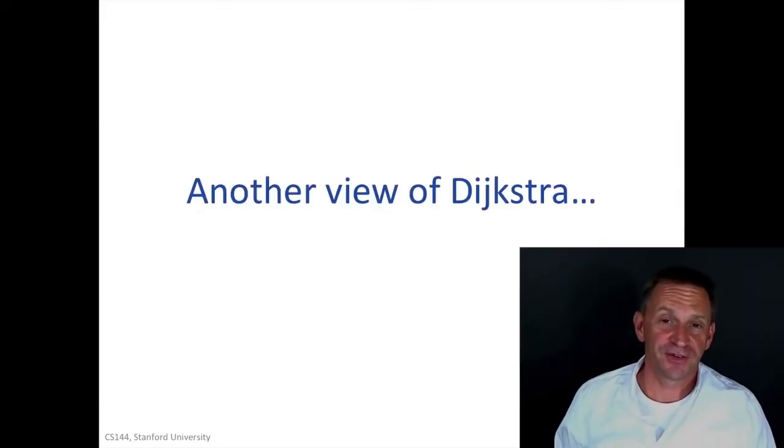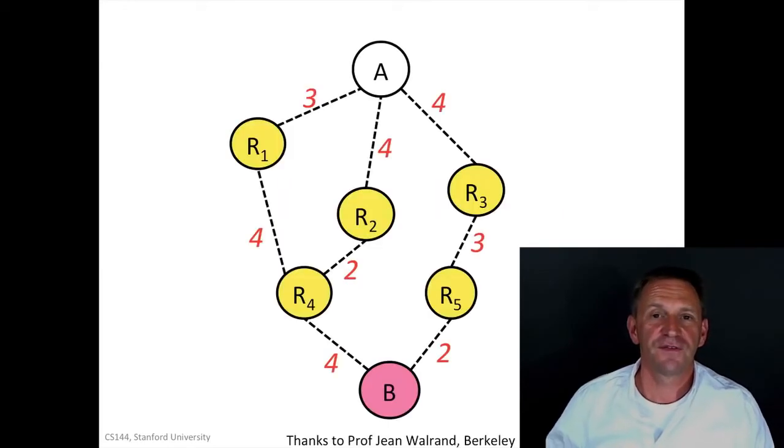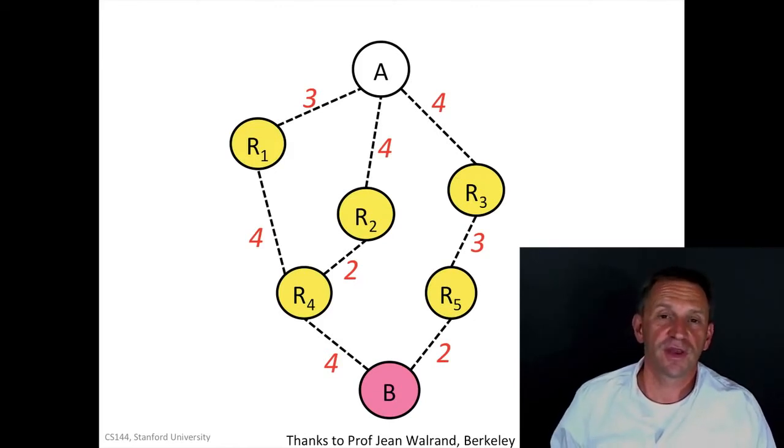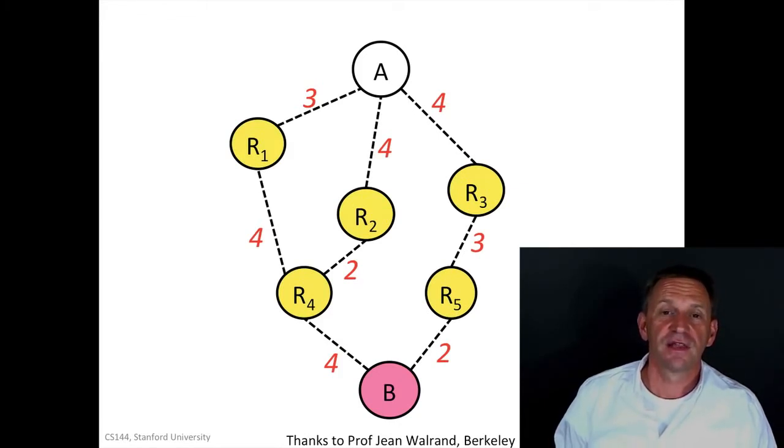There's another way of thinking about Dijkstra's algorithm that I want to tell you about next. I first learned about this from Professor Jean Wallerand at Berkeley. And it's a very nice way to think about what's going on. So take a look at this example here with a set of routers interconnected by links, and the red numbers as before represent the cost of each link. And I'm actually going to represent them by tennis balls, the yellow routers, and a white and a pink ball representing the top and the bottom, A and B. And we're going to calculate the lowest cost spanning tree, connecting them by strings between each ball, where the length of the string equals the cost shown in red.